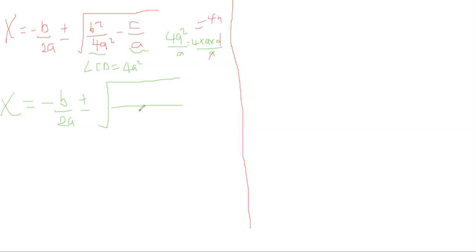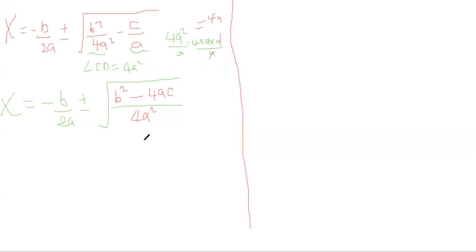So this 4a squared will be our lowest common denominator. So 4a squared into this, it will be 1. That 1 times b squared will be b squared. Then minus a into 4a squared is 4a times. That 4a is 4a times c, it will give us 4ac.